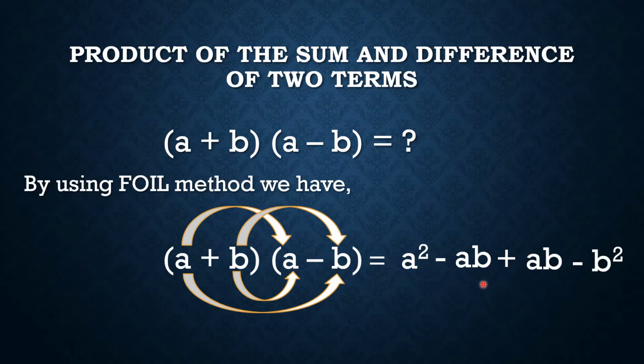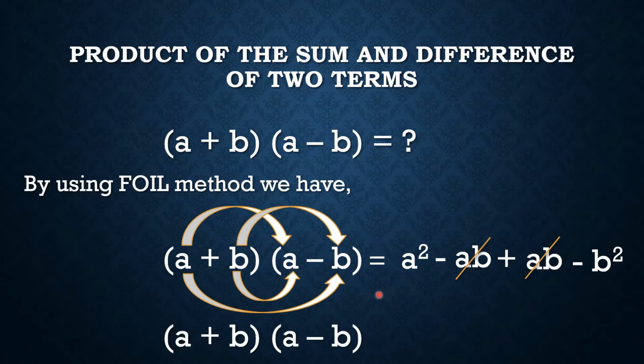And as you can notice, meron tayong similar terms dito. So, si negative ab tsaka si positive ab, kapag kinumbine natin, maka-cancel out lang sila because they are actually additive inverses of each other. So, therefore, the product of these two binomials is equal to a squared minus b squared, which is again an identity that we can use to simplify or to find the product of two binomials na merong sum and difference at pareho sila ng first tsaka ng second term.